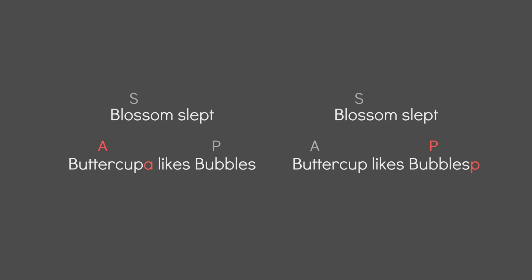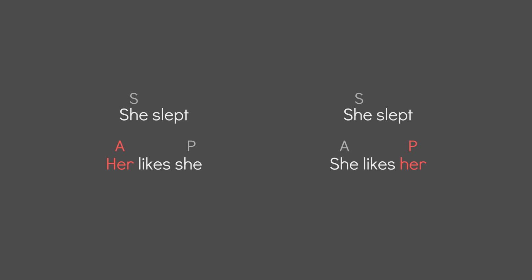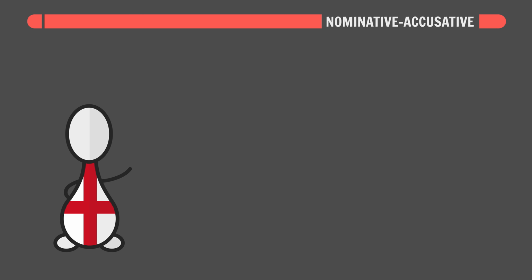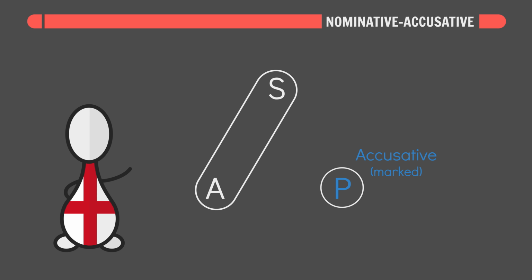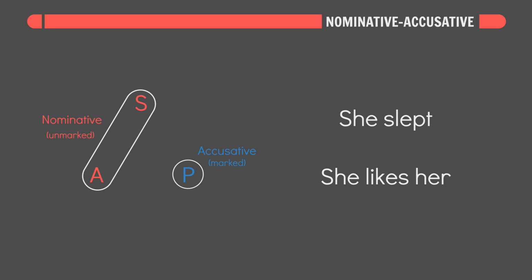Now, one of these systems should be immediately familiar to you. If you don't see it, let's replace those nouns with pronouns, and hopefully you'll see it now. English, like most of the world's languages, is what's known as a nominative accusative language. Nominative accusative languages highlight P by marking it with the accusative case, and group S and A together in the default unmarked nominative case. She slept. She likes her. Nominative, accusative.